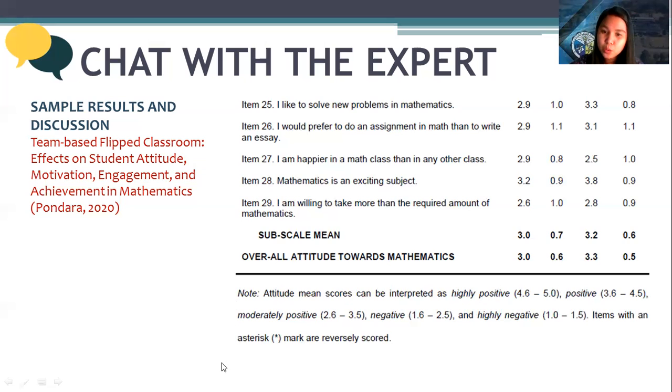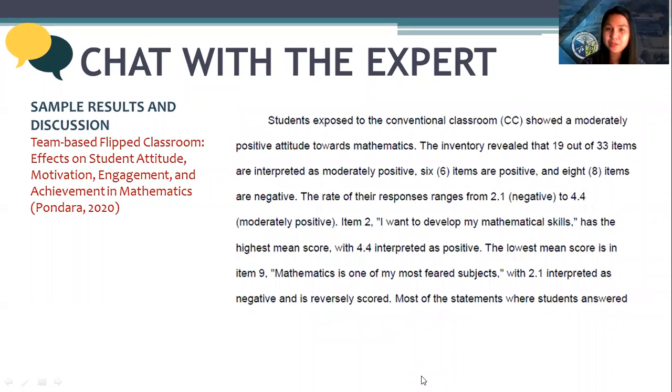So you place here the note. Attitude mean scores can be interpreted as highly positive, your range, positive, moderately positive. Items with an asterisk mark are reversely scored. So after your note, then we start with the explanation.